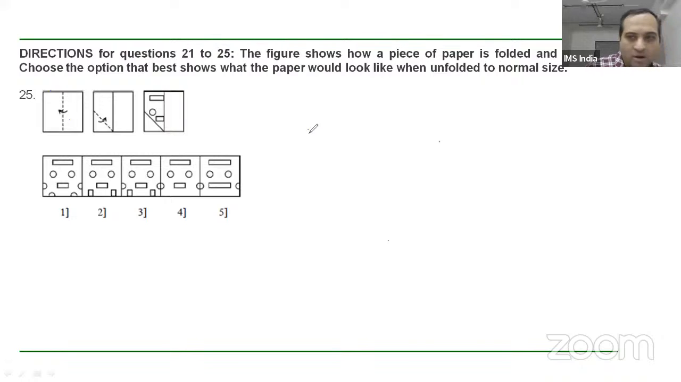Come on, anything more? Roshni, what is that you're giving? We are done with that question. And you are right, the answer is 3.